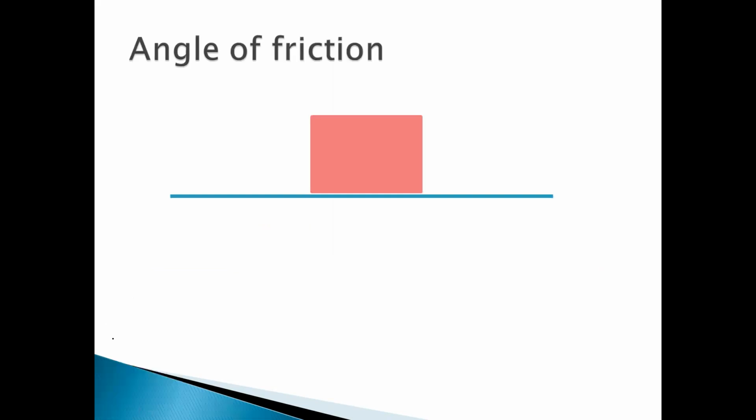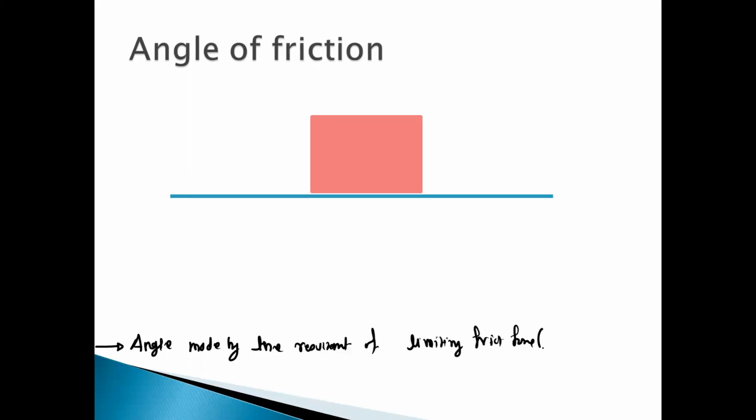So definition of angle of friction is, it is the angle made by the resultant of limiting frictional force, which is F max, and the normal reaction, which is N, with the normal reaction.